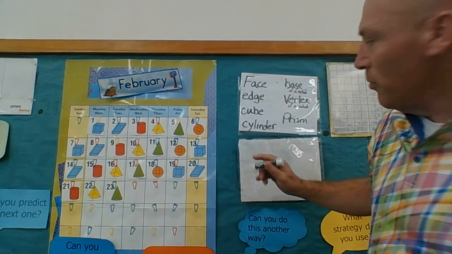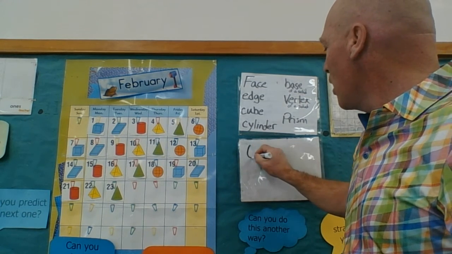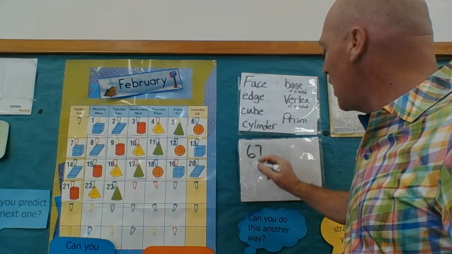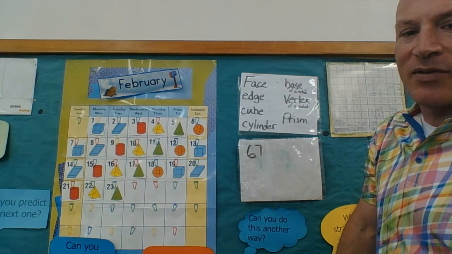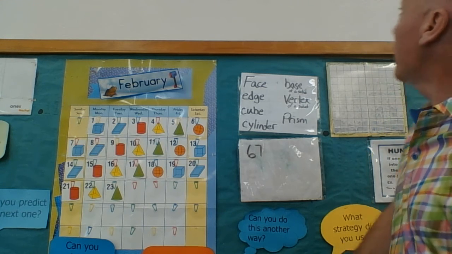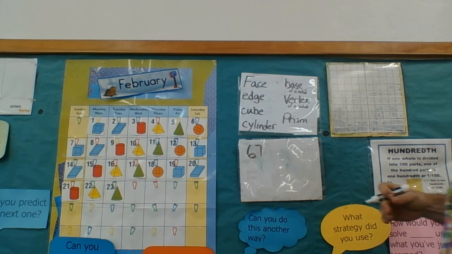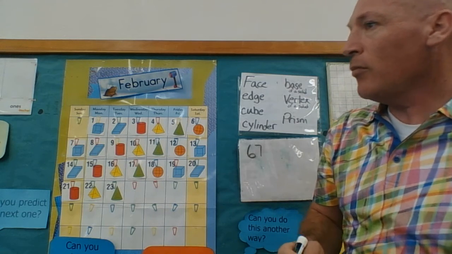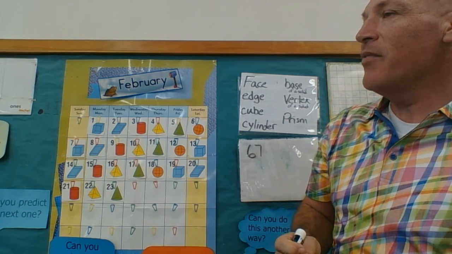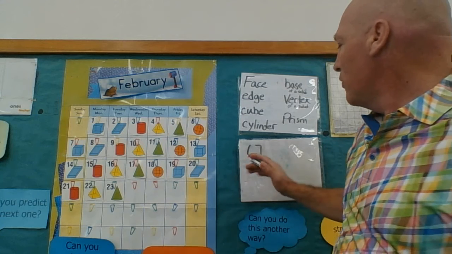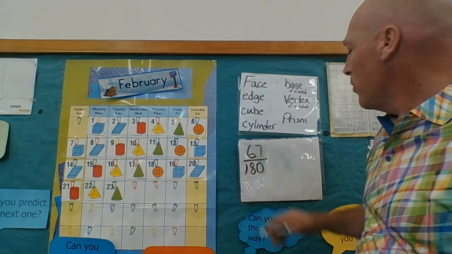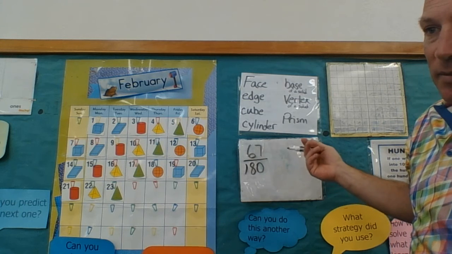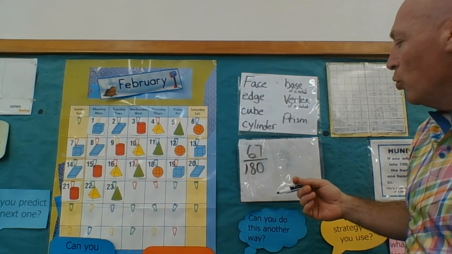So let's go ahead and do some fun stuff with 67. I'm going to say 67 days, and let's find a percent of 67 days. Okay, we have 67 days out of 180. And 180 is the amount of days in a school year.